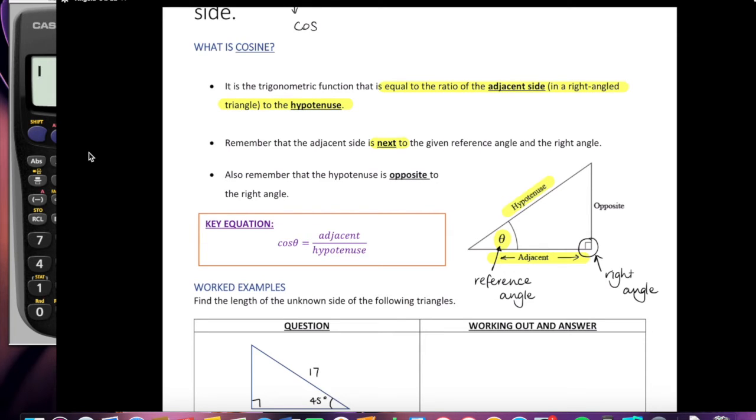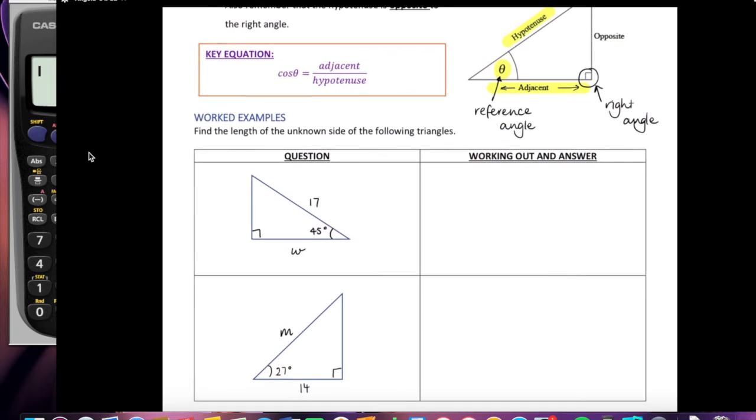If you take a look at the orange box to the left-hand side, I've written the key equation here, which says that cos of an angle, in this case theta, is equal to the adjacent divided by the hypotenuse. Hopefully you can start to see the connection between the key equation and what I've mentioned as our first point, which is that the cosine function is equal to the ratio of the adjacent side to the hypotenuse. So let's have a go at doing the worked examples.